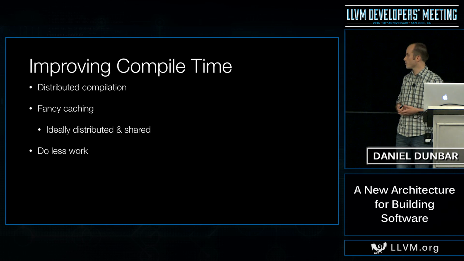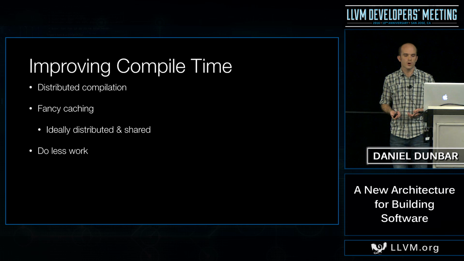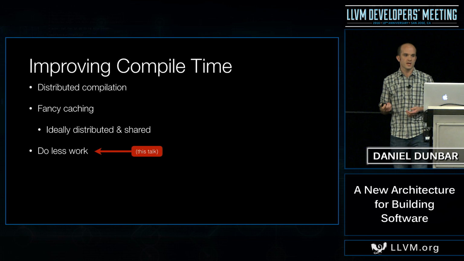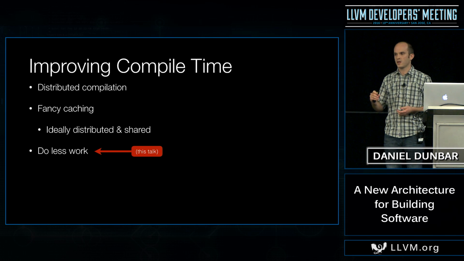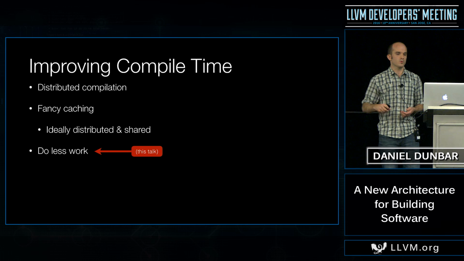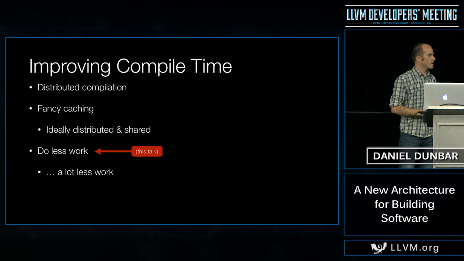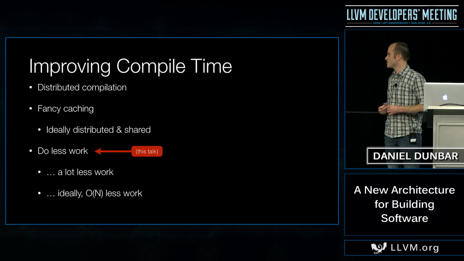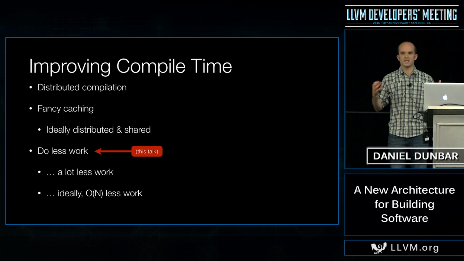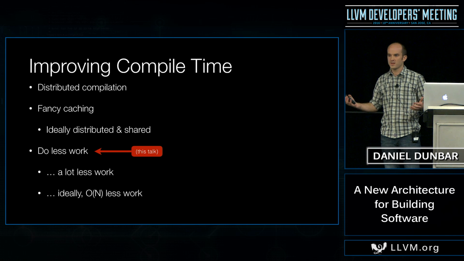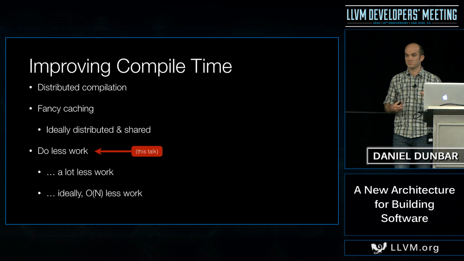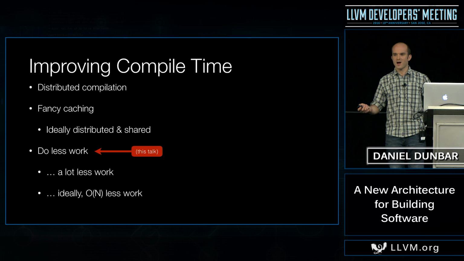So there's another way that you can improve build times, which is simply to do less work. And that's what this talk is about. It's not about distributed compilation or fancy caching. It's about finding ways to make Clang produce the same outputs, but with less work. When I say less work, I mean a lot less work. I'm not talking about optimizing individual functions in Clang's implementation. Ideally, what I'm talking about is finding ways to do order in less work, where in is kind of the size of your build. And so if we can do order in for each individual file, that can be a really big win. So you might think, how is that even possible?